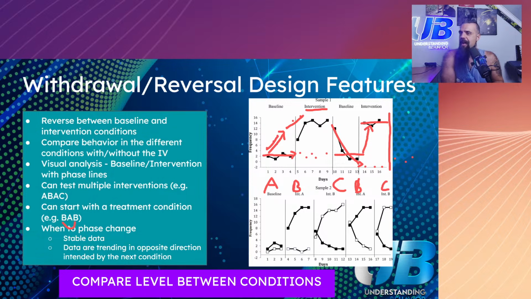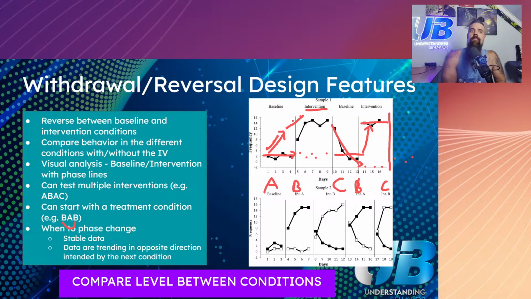All right, that was kind of a lot. Is that all making sense? Nice, lots of you got that too. So remember, we can phase change if the data are stable, or we would do a phase change if the data are trending in the opposite direction intended by the next condition. I'm glad it's making sense.